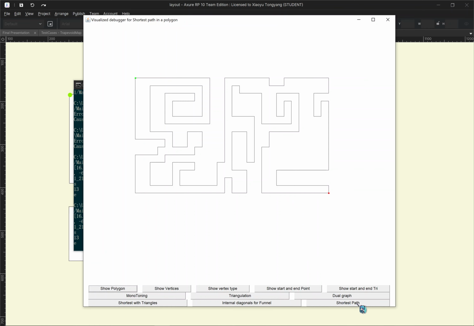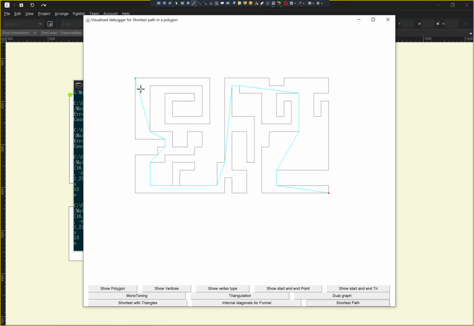So let's compute the shortest path. Okay, as you can see, the path highlighted in cyan is the path we want. Okay, all straight lines, all the way to the endpoint. So at this point, we got our shortest path.